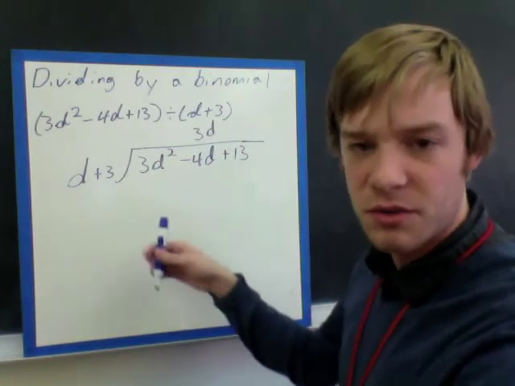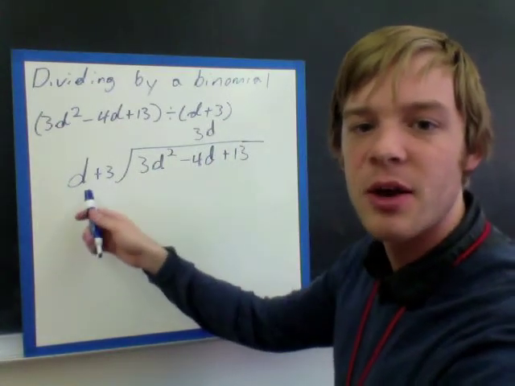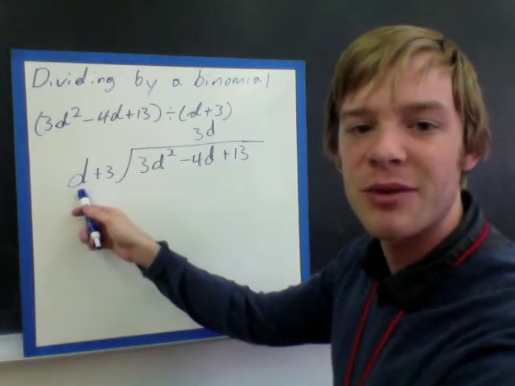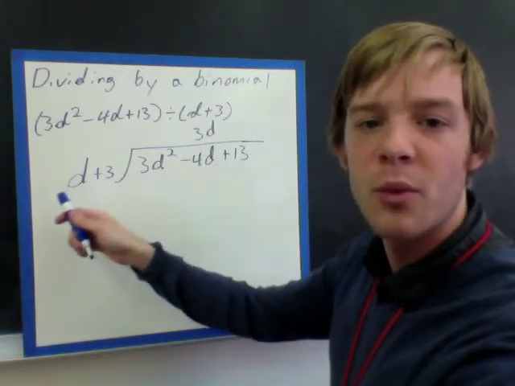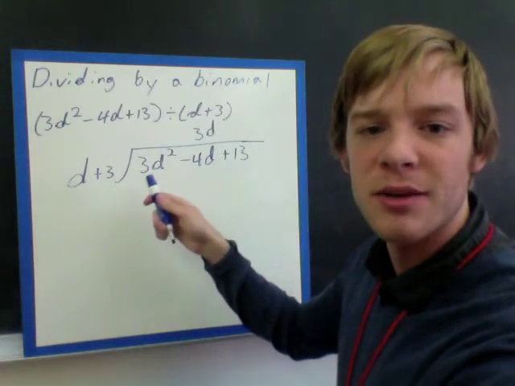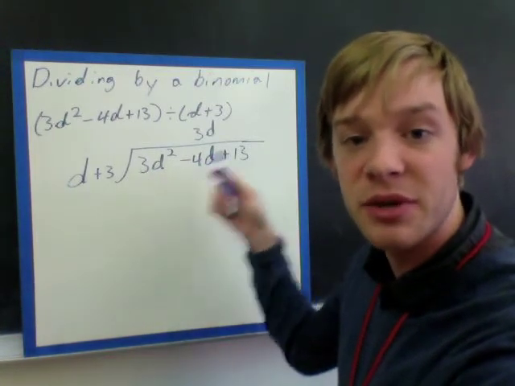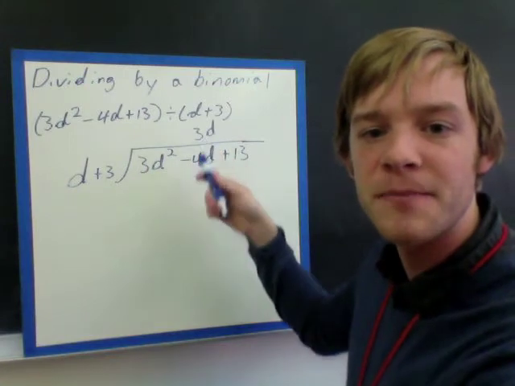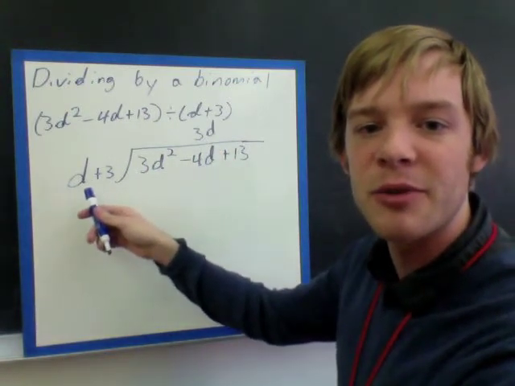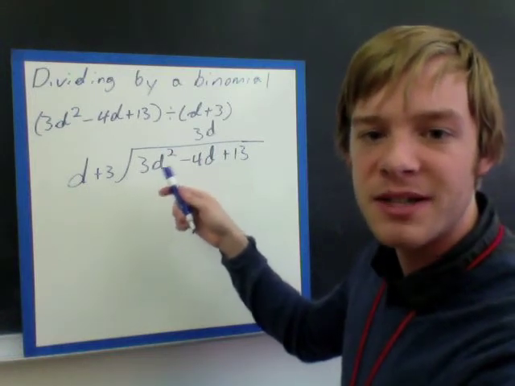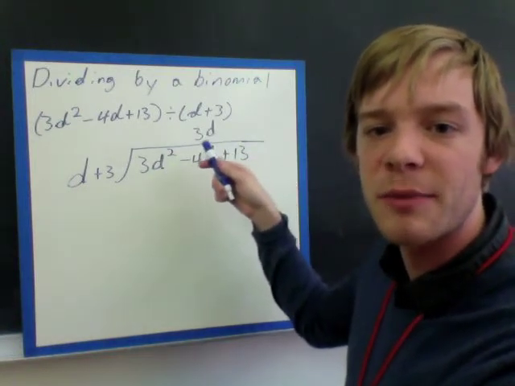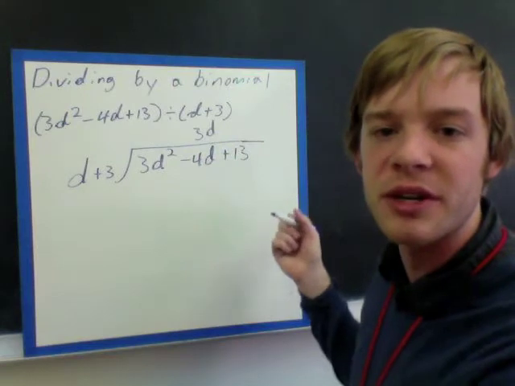So once again, I'm looking to see, what do I multiply this d by in order to get 3d squared? Well, 1 times what gives me 3? 1 times 3 gives me 3, so I put a 3 up here. And then, what can I multiply d by to get d squared? Well, d times d is d squared, and so I put the 3 and the d together, and I get a 3d up here.